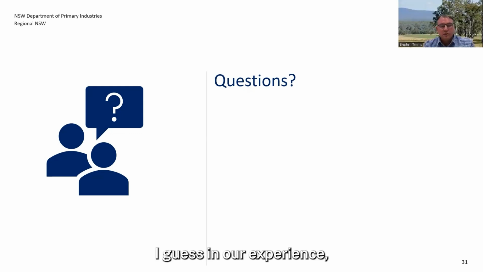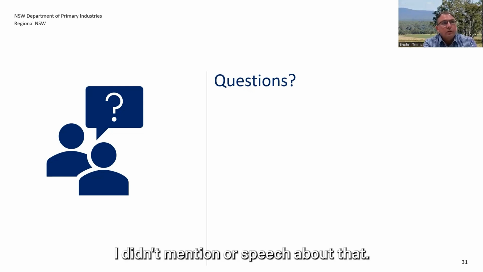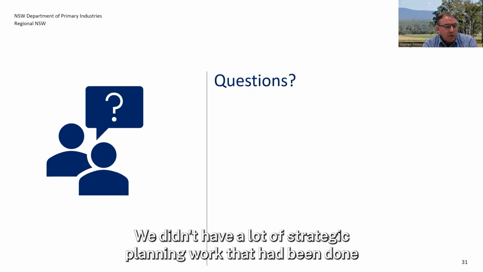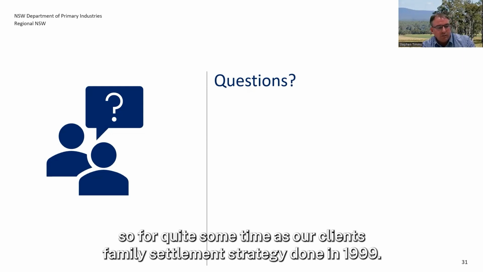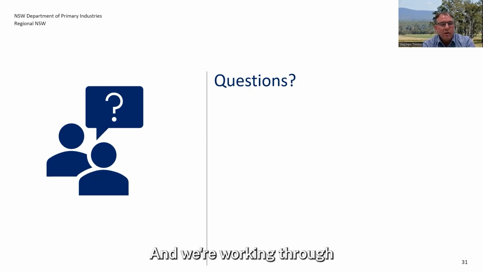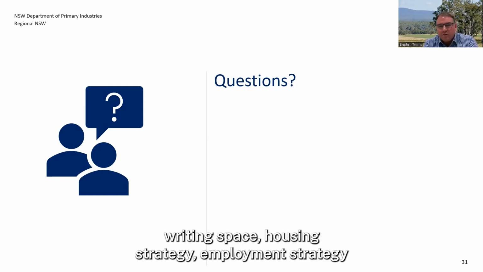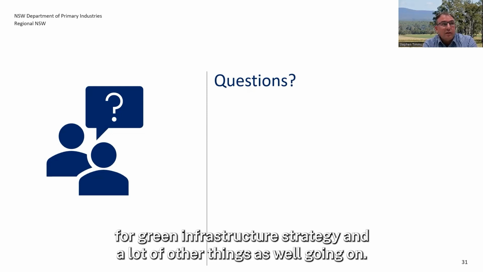Good question. I guess in our experience, timing was a bit of an issue. I didn't mention in the speech that we hadn't had a lot of strategic planning work done for quite some time. There was a Clarence Valley settlement strategy done in 1999, and we were working through updating, writing the LSPS, housing strategy, employment land strategy, green infrastructure strategy, and a whole lot of other things as well.